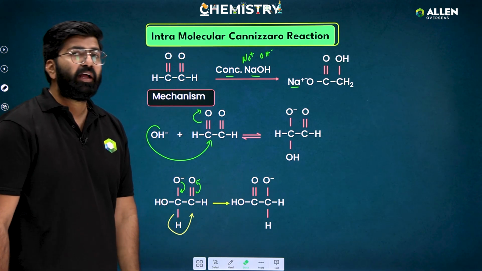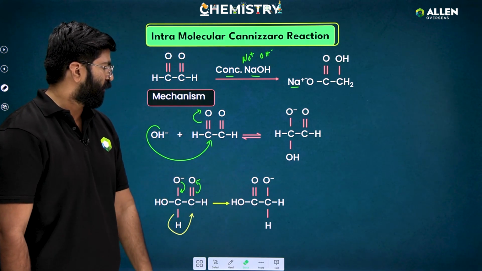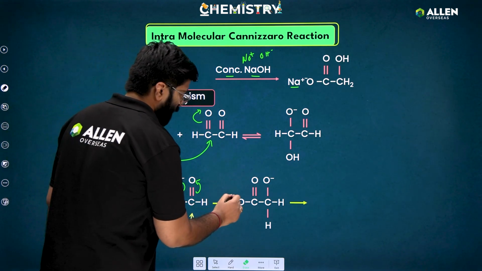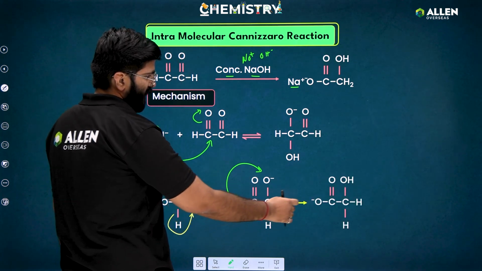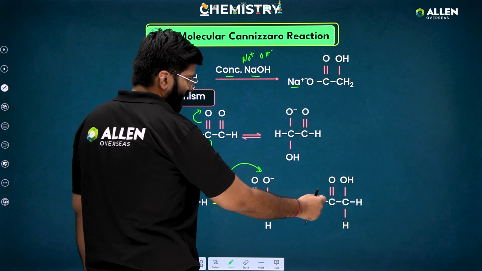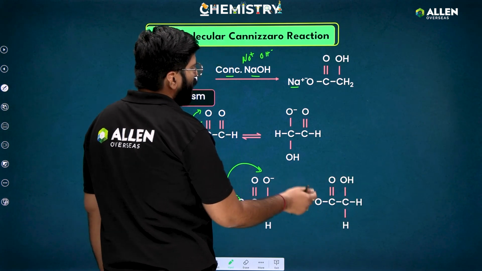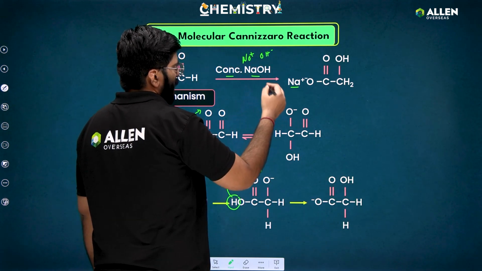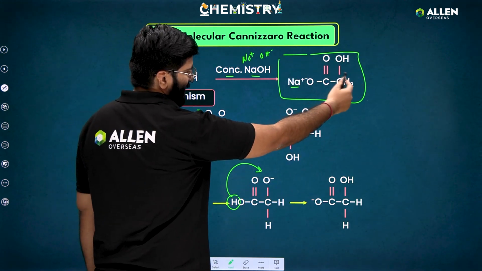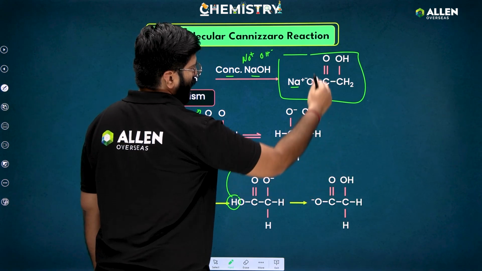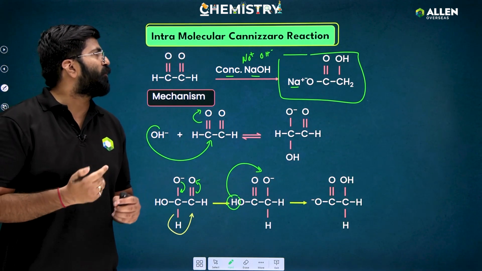Once we have this, now we have to transfer our proton. So this hydrogen over here will be transferred to this side. There will be proton transfer. So this is how it is going to look: O minus, C double bond O, C, OH, H and H. And over here, we can write our Na plus, and that's why we are getting this product. Yes, you can see CH2, which is this part, OH, C double bond O. And what is this? This is your intramolecular Cannizzaro's reaction.